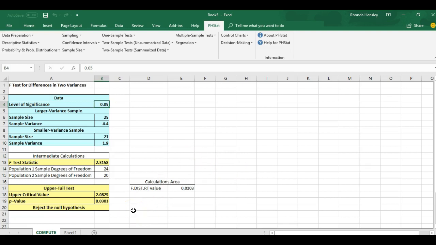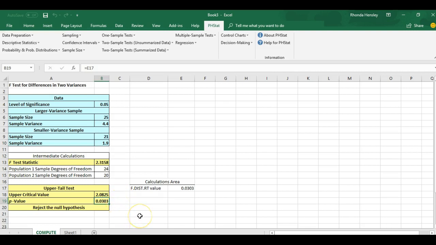Our F test comes back with a p-value of 0.0303, which is less than 0.05. So our statistical decision, based on these samples, is that we can reject the null hypothesis that says that the variability of the wait times at lunch is not greater than at breakfast. In other words, lunch is significantly larger than breakfast in variability.